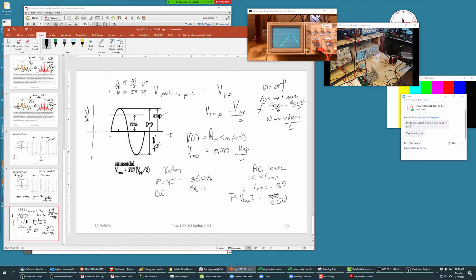So if I wanted to deliver the same amount of power as the battery at that 3.5 watts and 5 volts, I need a 5 volt AC signal. That's where it comes from. And that's why we bother. And there's math behind it, but it's not super important for you guys. Root mean square. Engineers use it all the time.